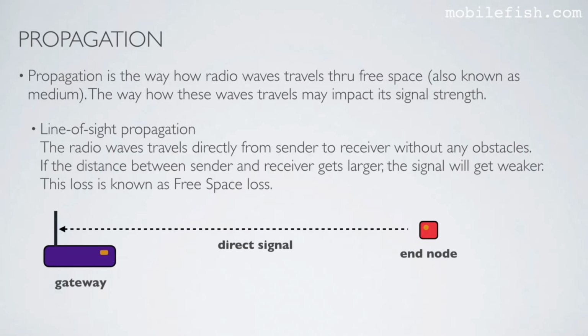Here are some examples. Line of sight propagation. The radio waves travel directly from sender to receiver without any obstacles. From end node to gateway, there are no obstacles. If the distance between sender and receiver gets larger, the signal gets weaker. This loss is known as free space loss.